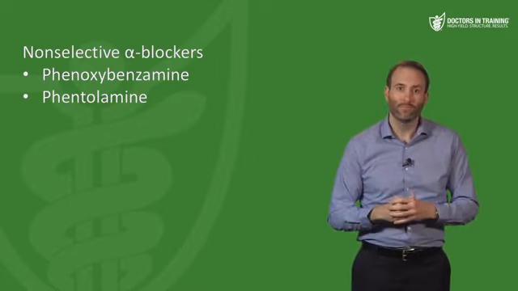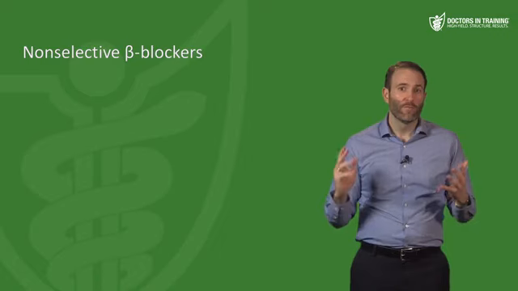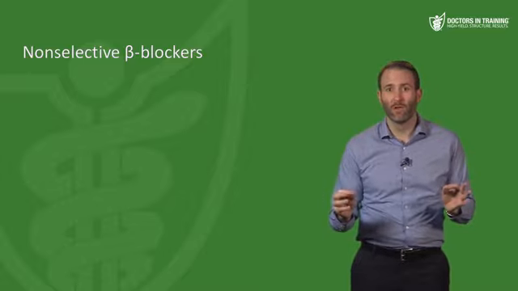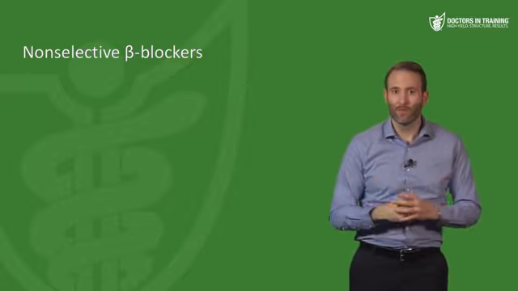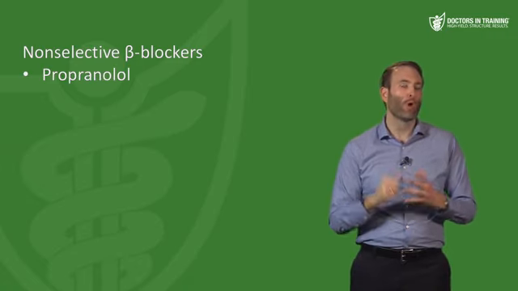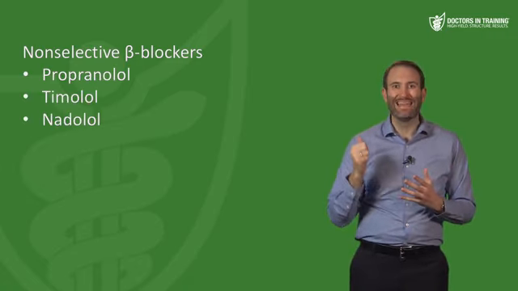So the next class of sympathetic inhibitors are our beta blockers. We use these all of the time. And again, we have a few subgroups depending on which receptors they're inhibiting. First, we have the non-selective beta blockers, which are, as you can probably guess, blocking both beta-1 and beta-2 receptors. And these include drugs like propranolol, timolol, and nadolol.